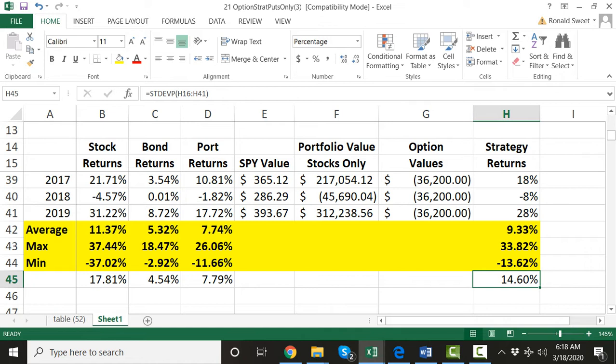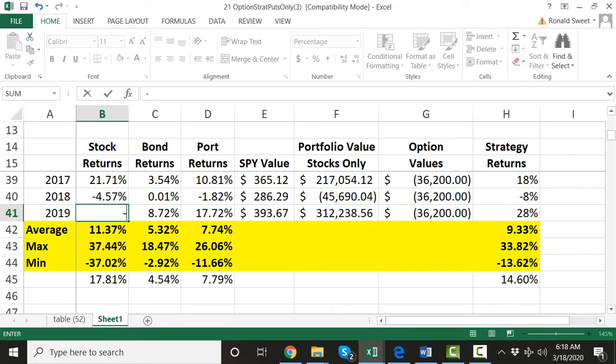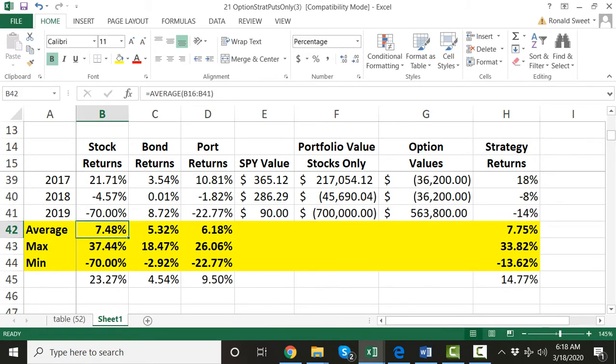But what I would argue with this put strategy is the standard deviation is entirely the wrong measure of risk. And the reason I argue that is what would happen if in 2019, instead of the stock market being up 31%, what if it were down 70%? Your stock bond portfolio would have actually lost 23%. But look at your put strategy. Your max loss is still 13.6%. It didn't change.